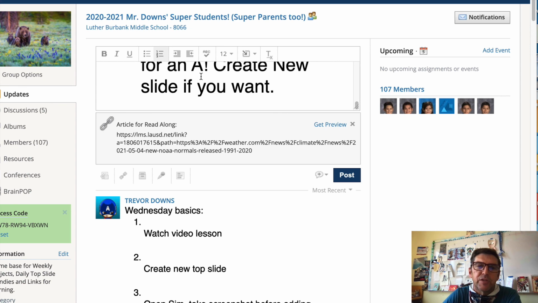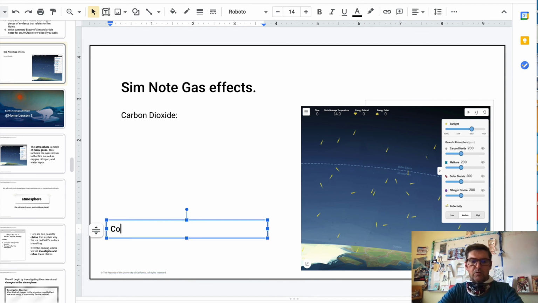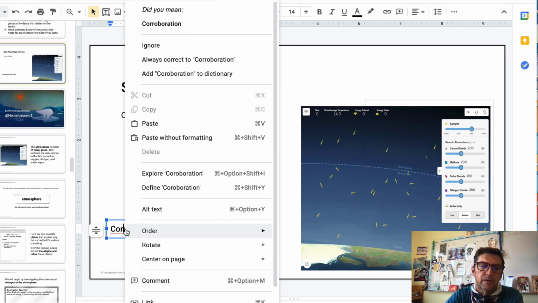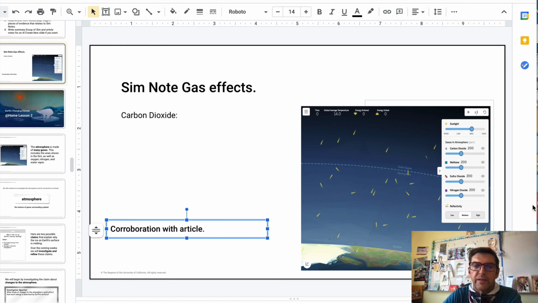Find 3 pieces of notes from the article. Paste it into a new slide, or this one, you can put corroborating notes, something like that. You can put something like corroboration with article, and then put your 3 notes here. So now we've got these notes, 1, 2, 3, 4, about these gases. We have our article notes. Try to find notes that have something to do with gases. See if they corroborate. Don't have to. Just 3 notes from the article, basically.